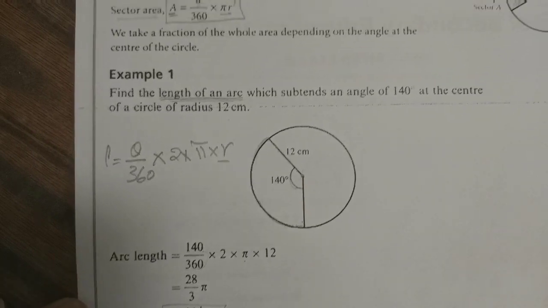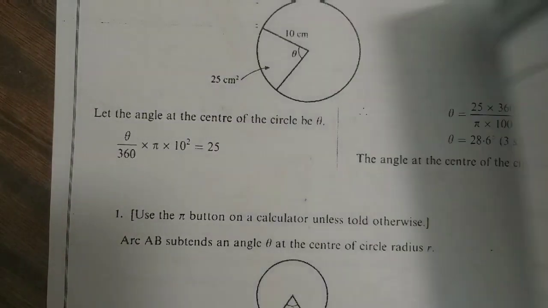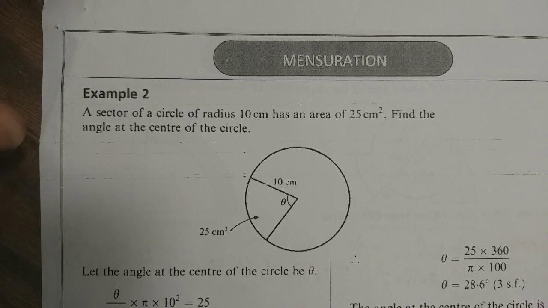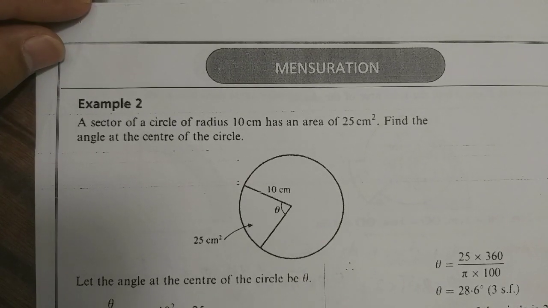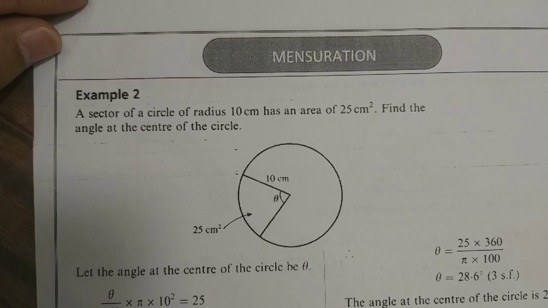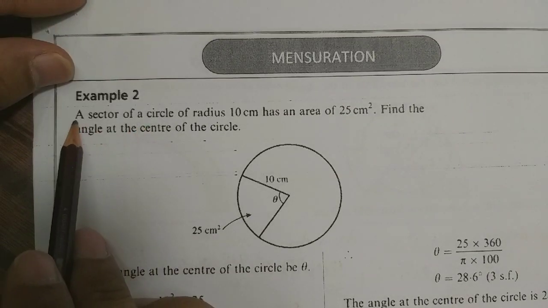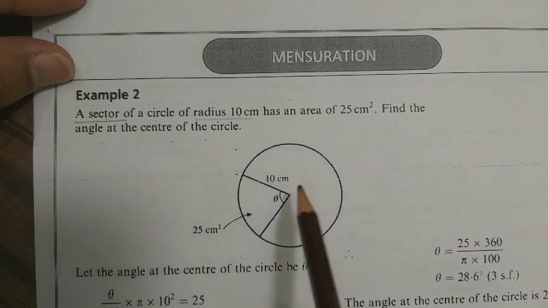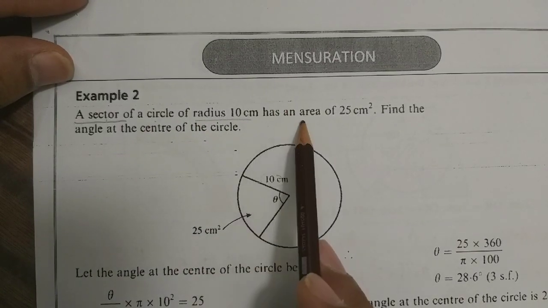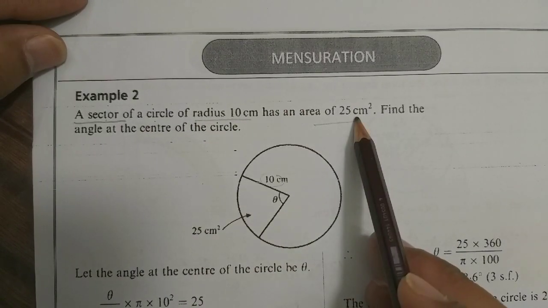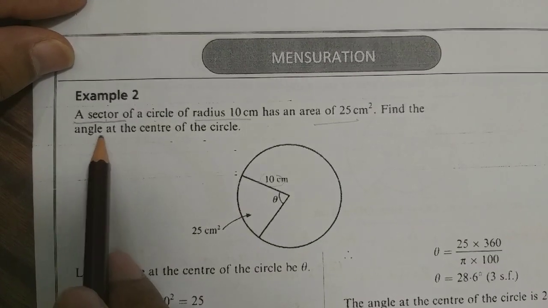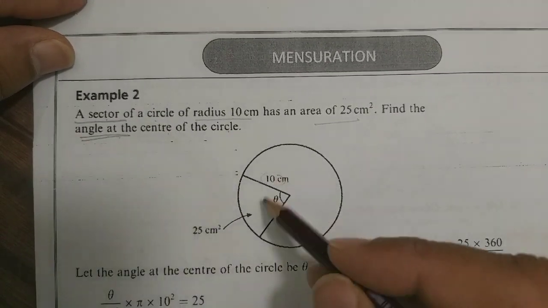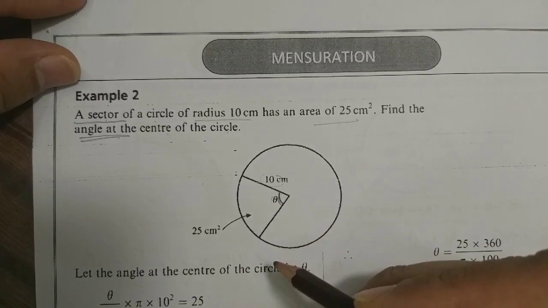Okay, see the next page. On the next page, page number 2, we are given example number 2. We need to find the area of a sector. A sector of a circle of radius 10 has an area of 25 centimeters square. Find the angle at the center of the circle. We need to find the angle, which is theta.